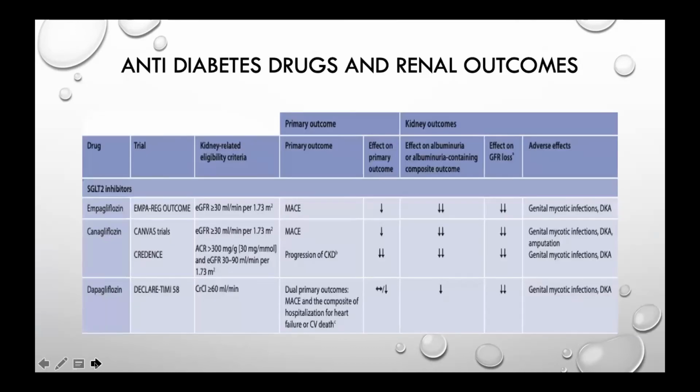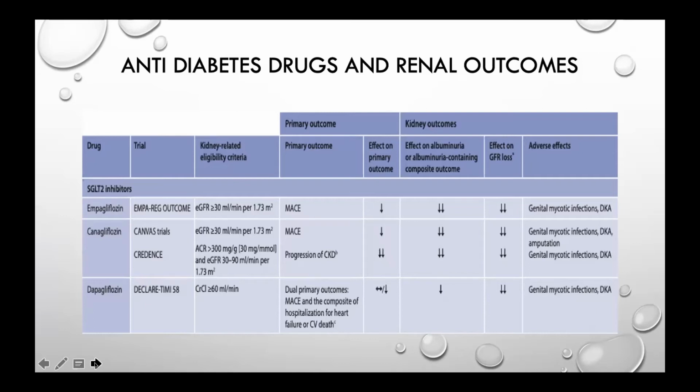So if you look at renal outcomes, it all started with being secondary outcomes for the kidneys. If you look at empagliflozin and dapagliflozin, but canagliflozin in the CREDENCE renal arm was looking at the progression of CKD as a primary outcome. You can see the effect on primary outcome, CKD progression in CREDENCE was decreased with canagliflozin.